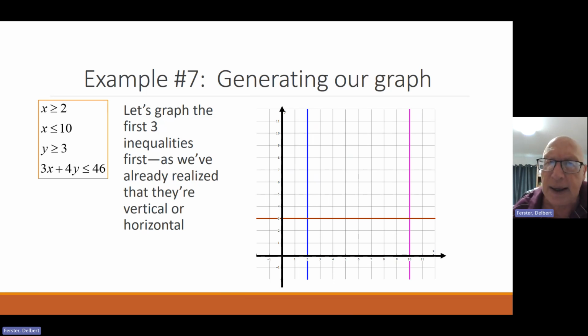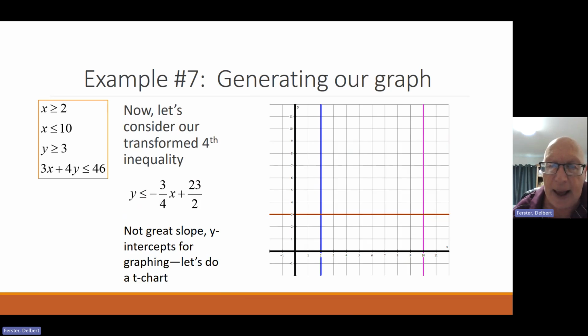There are your first 3 guys. The blue line is x is equal to 2. The pink line is x is equal to 10, and the brown line is y is equal to 3. So relative to those guys, we would be to the right of 2, to the left of 10, and above 3. So we could do the arrows trick that we saw previously. If you want to put that last guy in play, I suggest we do a T-chart.